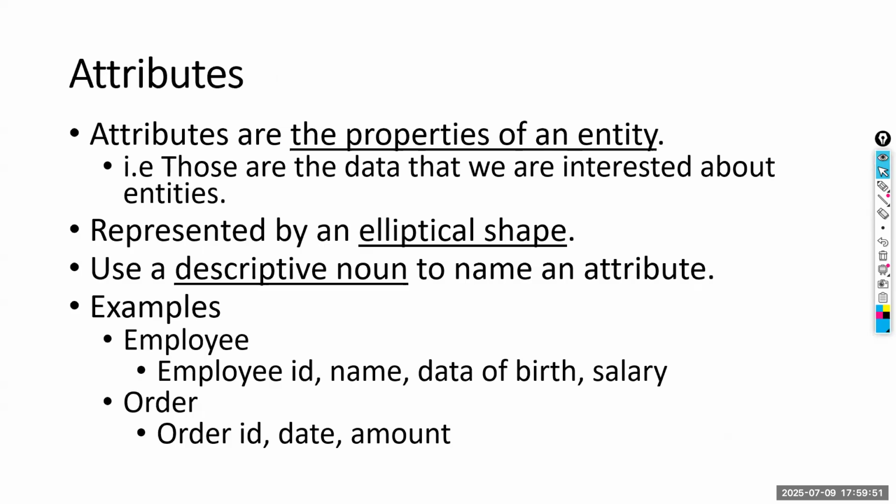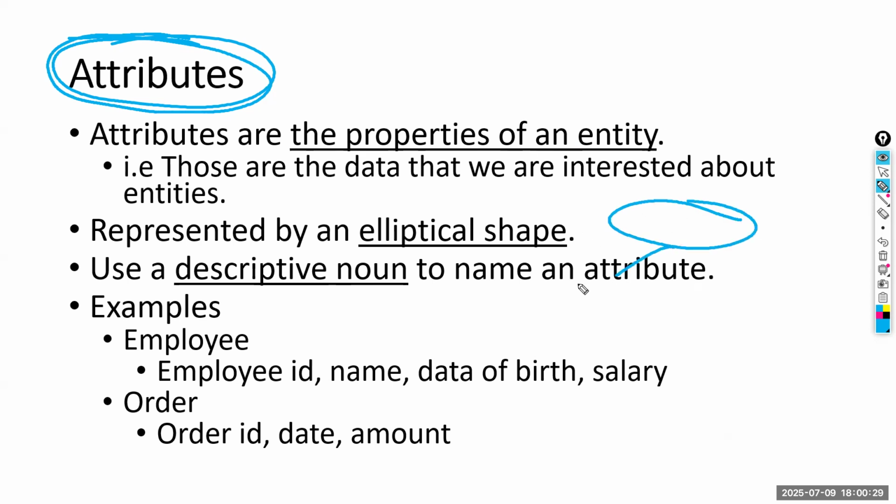Now we have the attributes. Attributes are the properties of an entity. Actually, attributes are the data that we will be saving. We don't save the entity, we save the attributes of the entity. For example, name of the student, date of birth, gender, contact number of the student. These are called attributes, properties of an entity, whether it is a strong entity or a weak entity. And these are represented by elliptical shapes connected to the entity.